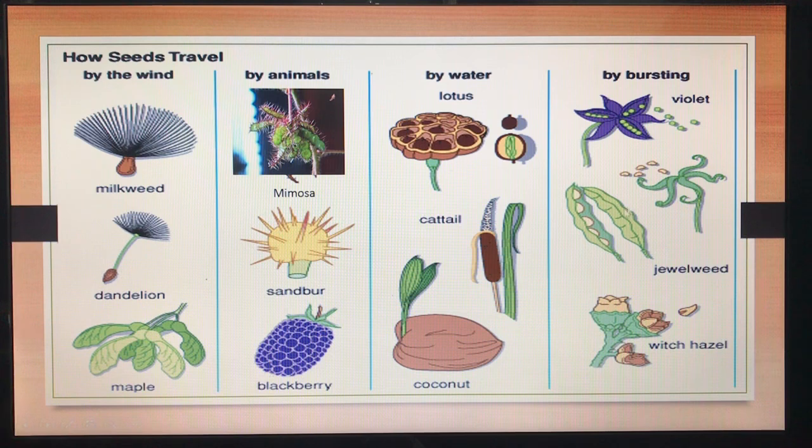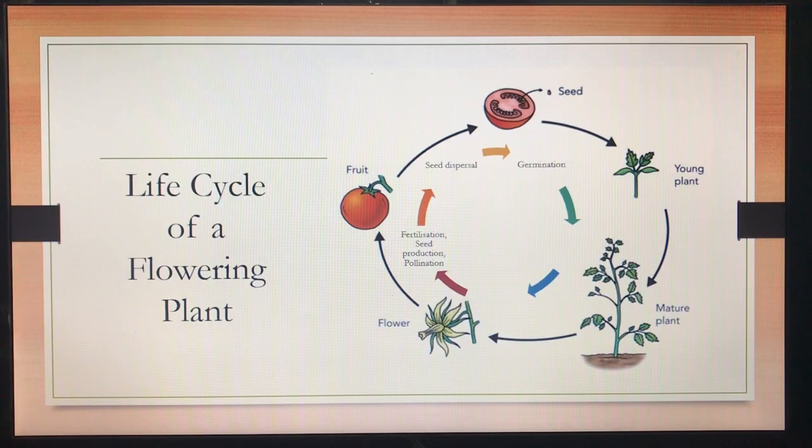Lastly, seed will disperse by bursting, such as violet, jewel weed, witch hazel, and also rubber tree. If you have your textbook, please read page 80 for more detail on seed dispersal methods or seed dispersal by different elements.